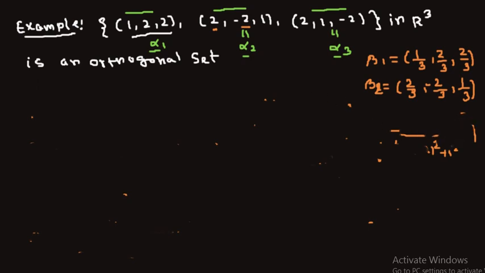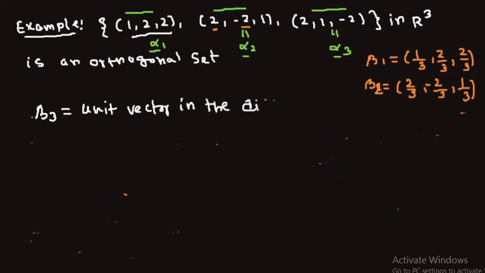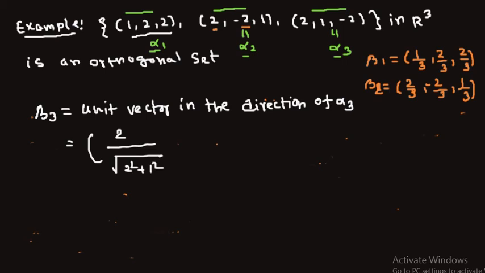Okay, so here we go. Let me quickly write that down. We are just talking about beta 3, which is the unit vector in the direction of alpha 3, which is basically 2 by square root of 2 square plus 1 square plus minus 2 whole square. How do we get that?